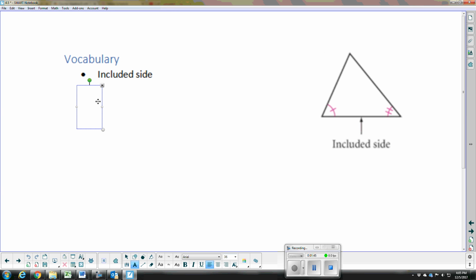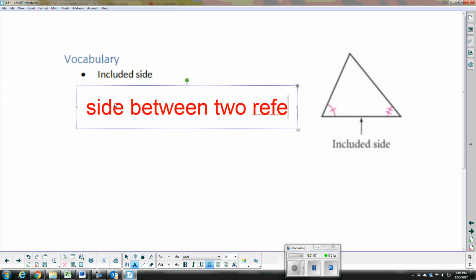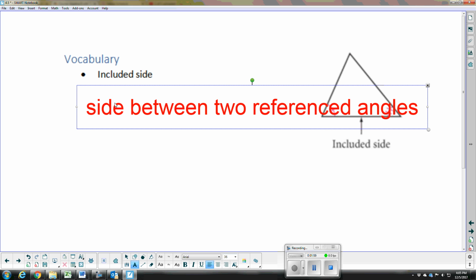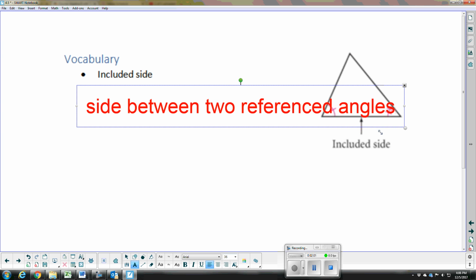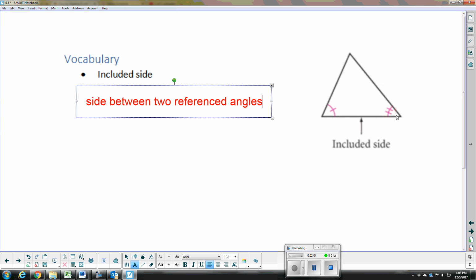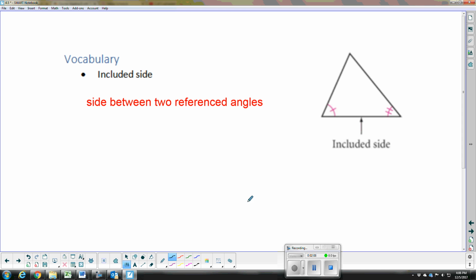So you have one key vocab term. Last lesson we had the included angle as a vocab term, and this time we have an included side, and this is a side between two referenced angles. So in this diagram here, you can see this is your included side. You have an angle here, and this is the side that connects those two angles.